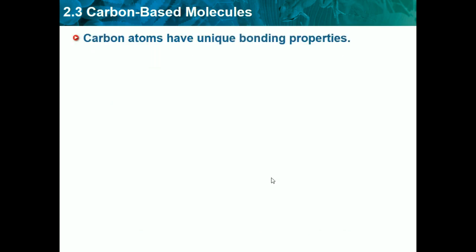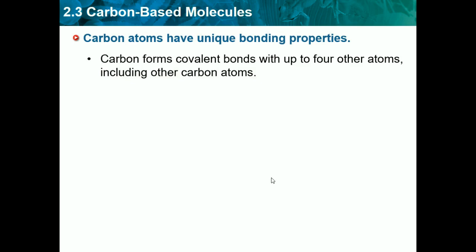of life. Carbon atoms have unique bonding properties. If you took chemistry, you would already know this. Carbon forms covalent bonds with up to 4 other atoms, including other carbon atoms. 4 is a lot for atoms, and other atoms like hydrogen or nitrogen don't have the same properties as carbon, so they won't be able to bond with up to 4 other atoms. So carbon can bond with many things. That's why it's very essential to life.